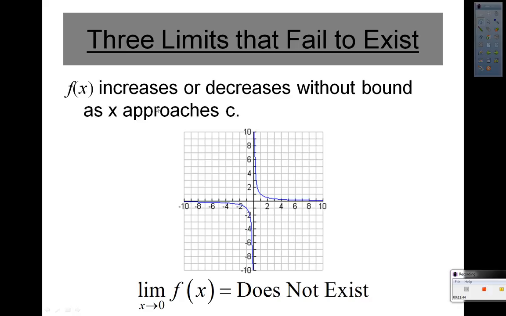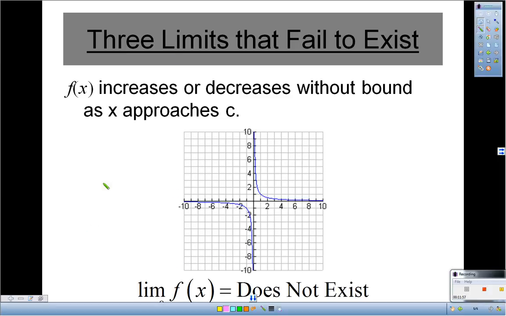So for example, it says f of x increases or decreases without bound as x approaches 0. Let's say I want you to find the limit for this function as x approaches 0. Well, in this case, 0 is right here. And so if I approach 0 from the left-hand side, it shoots off to negative infinity, not -8. It shoots off to negative infinity. If I try to approach 0 from the right-hand side, it shoots off to positive infinity. So it's increasing or decreasing without bound. So in this case, the limit does not exist.